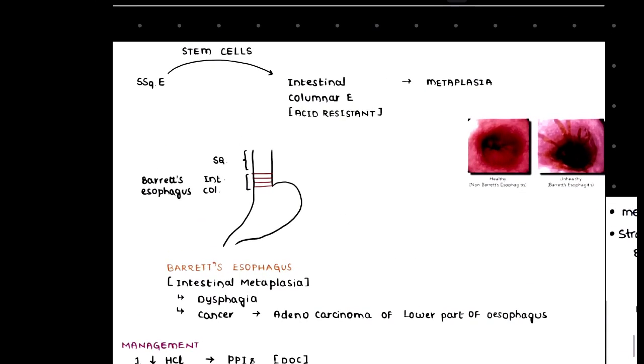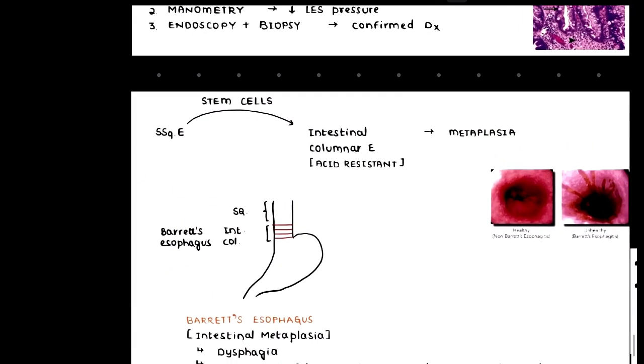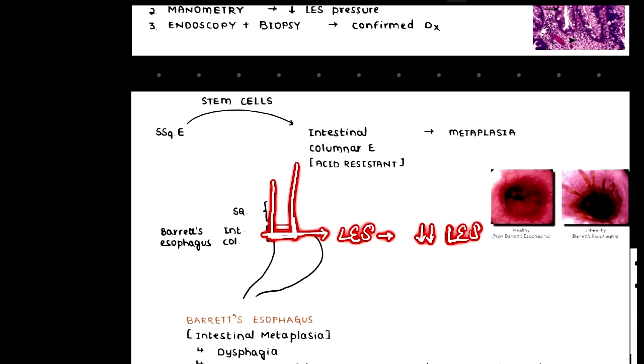and that is what we call Barrett's esophagus. Now what will happen at the time of Barrett's esophagus? Here we have our esophagus, right? And here at this point we have the lower esophageal sphincter, right? Because of less pressure within this lower esophageal sphincter, the gastric content will just move upward.